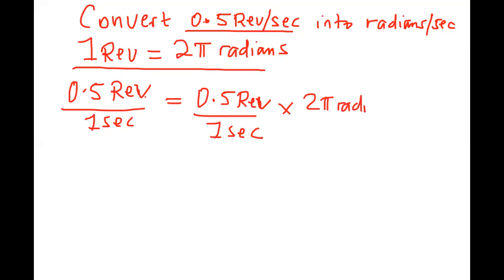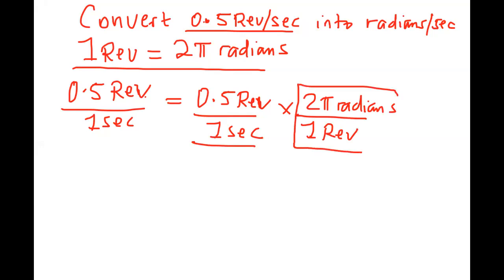radians divided by 1 revolution does nothing to this factor, because from the conversion here, 2 pi radians divided by 1 revolution is just 1. So this is the 1. When I do this, I'm doing nothing to the initial quantity. I'm just multiplying by 1. Multiplication by 1 does not change the number. So because of this conversion, revolutions here will cancel with revolutions here.